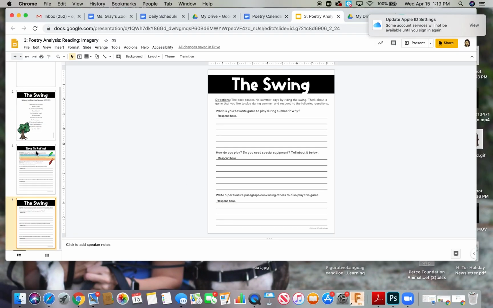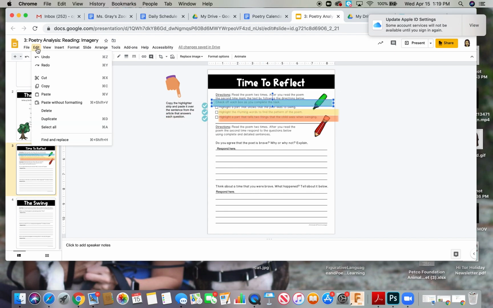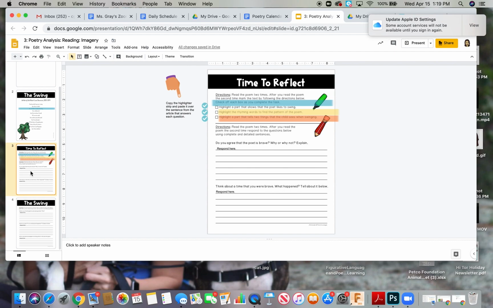Okay? So I'm going to just quickly show you how you can highlight the poem because on this page it's asking you to highlight it. It says copy the highlighter strip and paste over the sentence. So you can do it one of 2 ways. You can take this and then press edit copy and then go edit paste so that you could put the highlighter on the lines that you want. Okay. And remember the blue is highlight a part that shows that the poet likes to swing. So I'm not going to find that part. You need to. So you can highlight it that way.